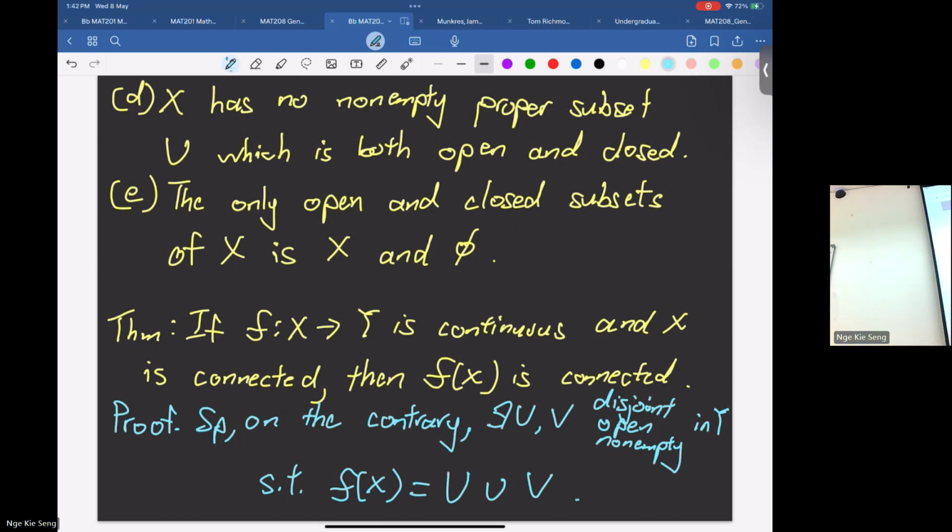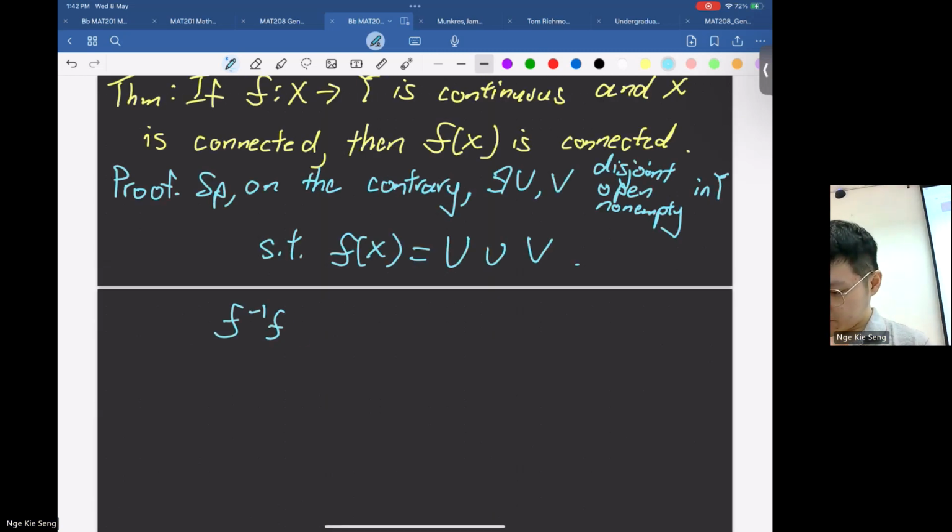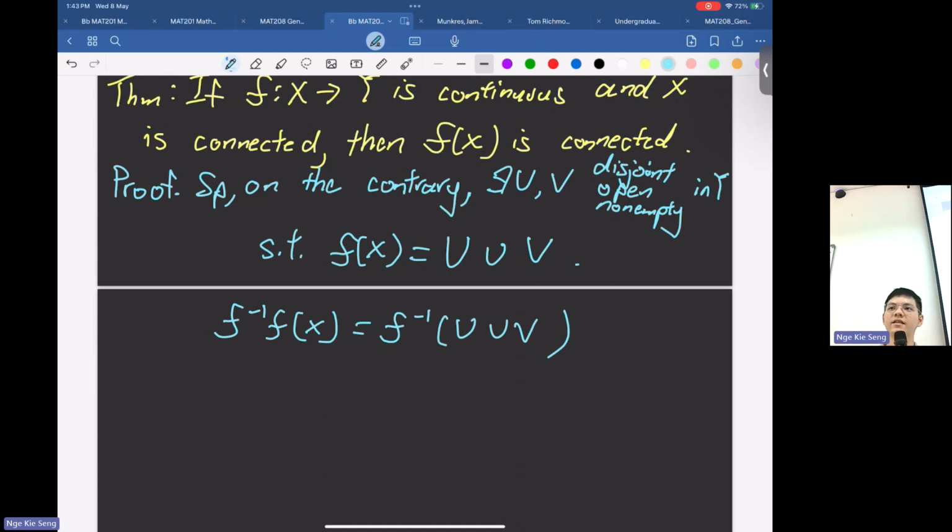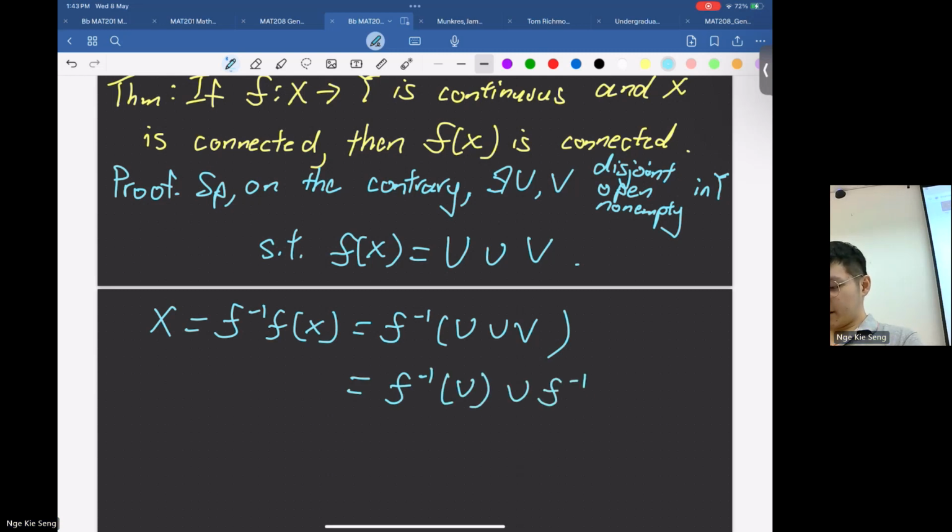Then what? We can look at the inverse image of this guy as well. On the left-hand side as well, this is X, but if you swap f and f inverse, then you only get inclusion. How about the right-hand side? Can we split the union on it? Can. This is elementary set theory that we discussed in the first few weeks. You can.